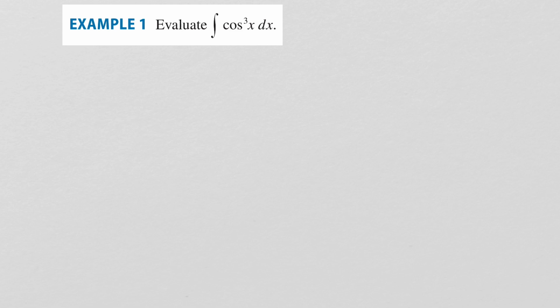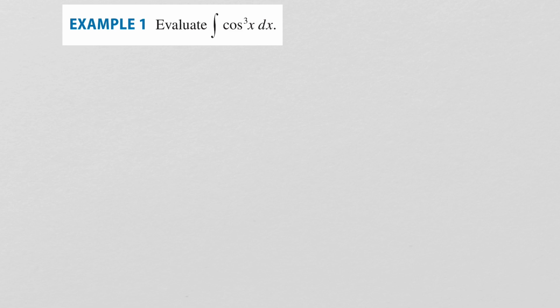We can try u substitution here, but what exactly would we let u be equal to? We could try letting u equal cosine of x, but then du would be negative sine of x dx. And this is a problem since we don't have a sine function in our integral. So for this, we need to try a slightly different strategy.